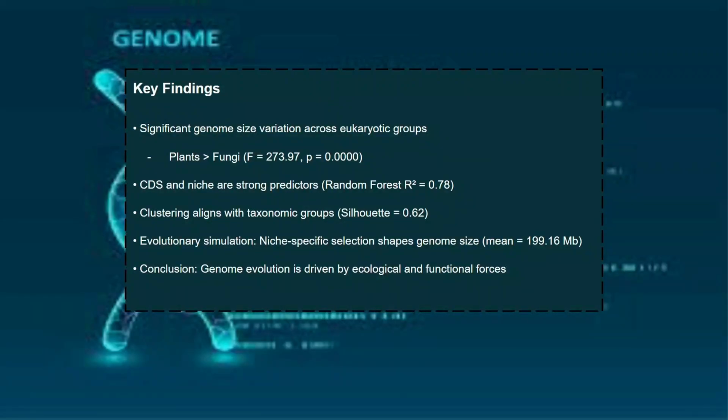Environments do more than just surround organisms. They actively influence how their genomes are structured over time. Together, these findings support the broader conclusion that genome size evolution is not random. It is driven by both ecological and functional forces.